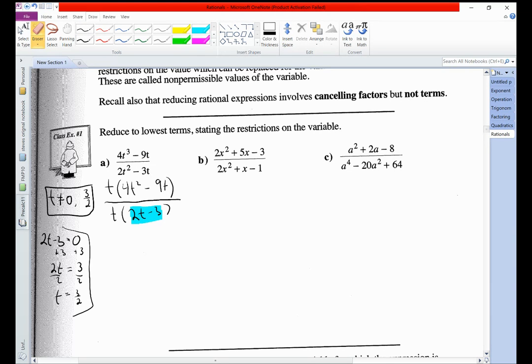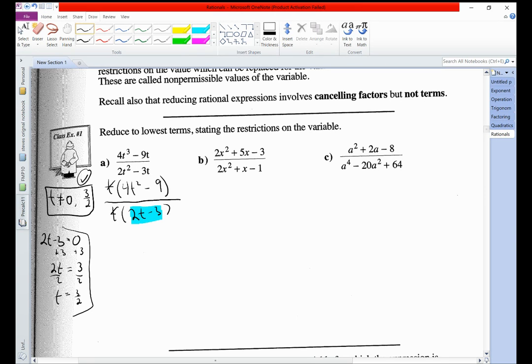Okay, so we've got our non-permissible values done. So now we can simplify this. Right away, I know that t over t cancels, so I'm just going to get rid of that. And then in the top, I have 4t squared minus 9. Oh, I'm supposed to have minus 9, not 9t. Hopefully someone caught that early and is trying to yell at me through the screen.